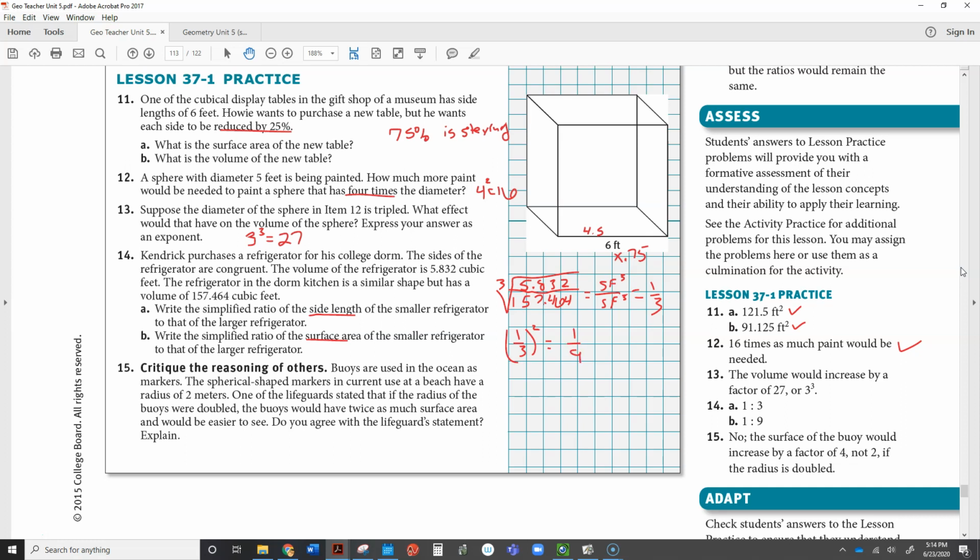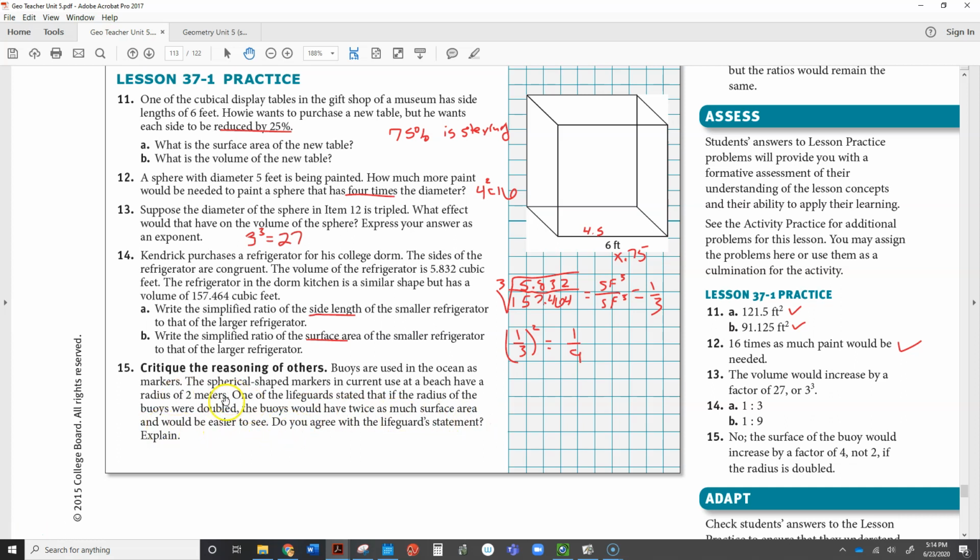Okay, it says, let's critique the reasoning of others. Buoys are used in the ocean as markers. The spherical shape marker in current use at a beach has a radius of 2 meters. One of the lifeguards stated that if the radius of the buoy was doubled, the buoys would have twice as much surface area. We know that that's not right.